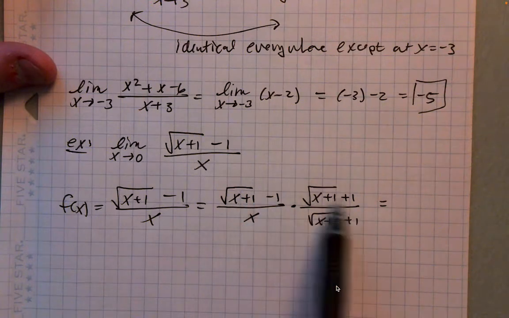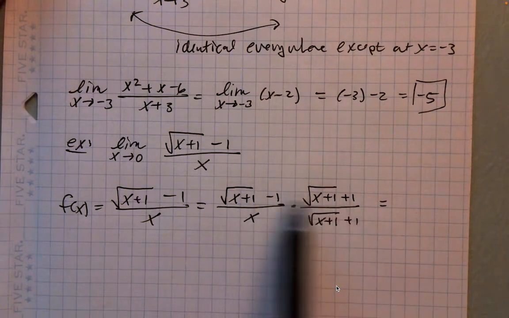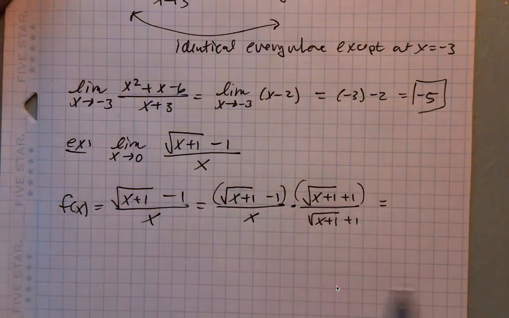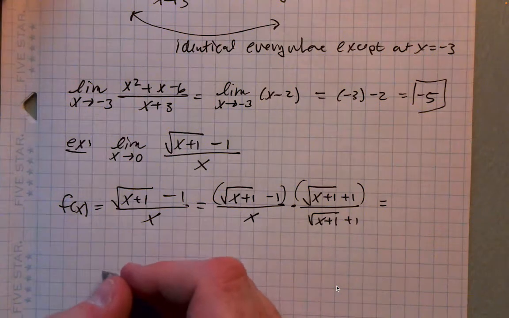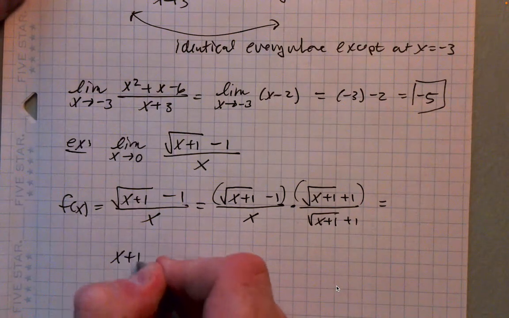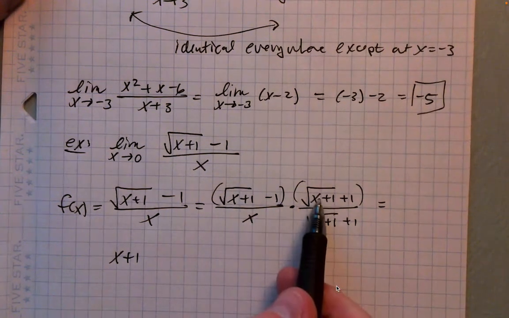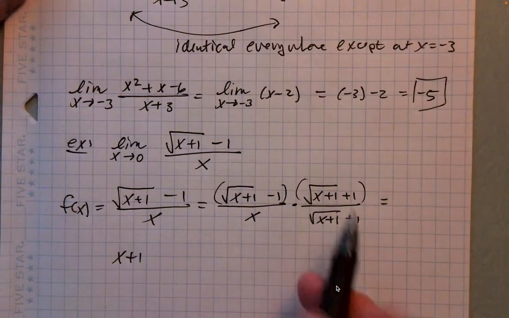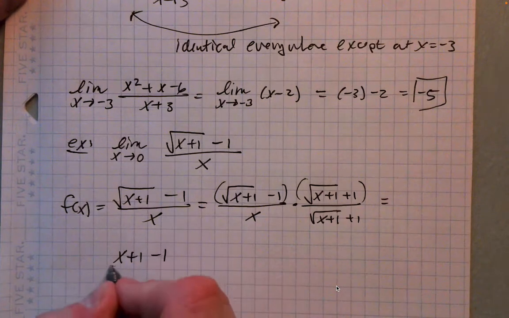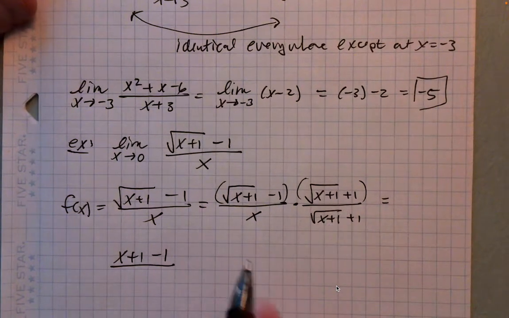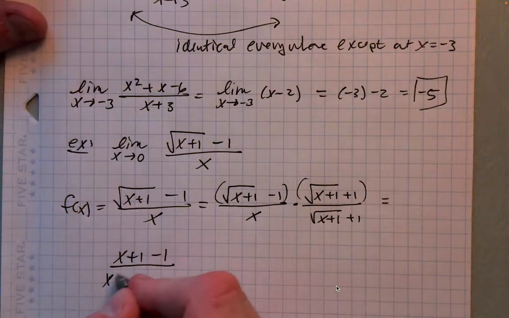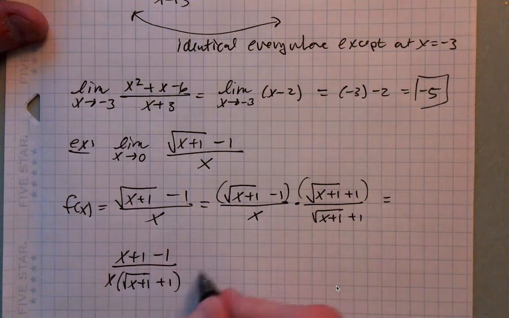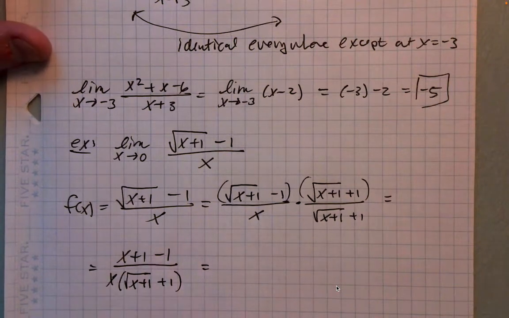Well, you've got to distribute here, FOIL this out, right? Kind of think of it as this piece and this piece. When you do all of the multiplication in the top, you get x plus 1, right? Those two together give you x plus 1, and then you get minus the square root of x plus 1, plus the square root of x plus 1, and then just a minus 1, like that. And then the denominator, of course, we'll just do it like this for now.